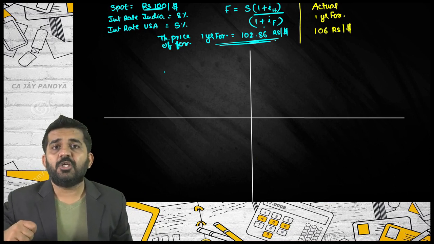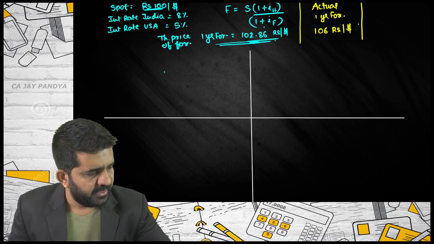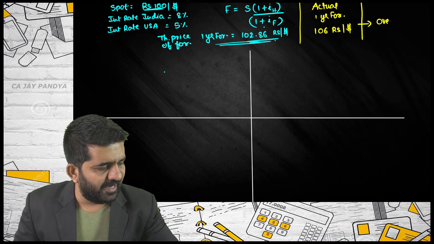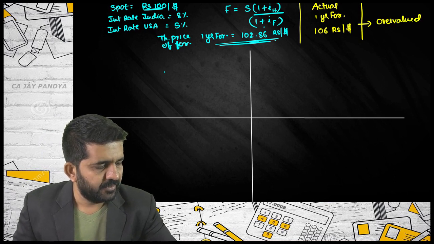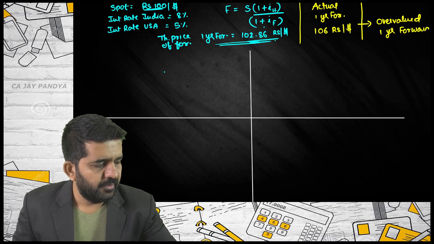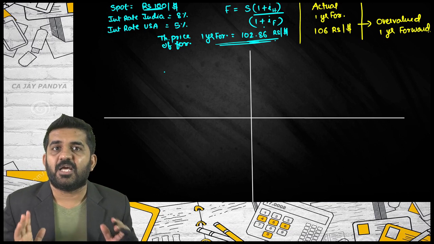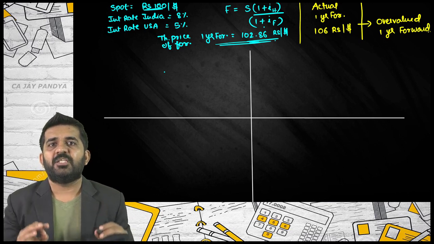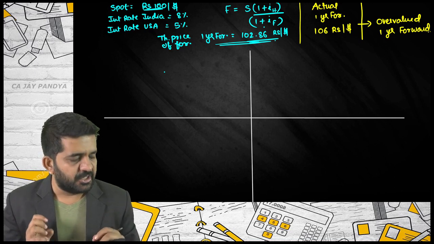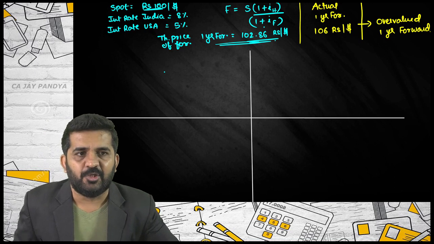Now, this is not the theoretical price of forward. This is the actual price of the forward, and the market has overvalued the 1 year forward. Whenever the theoretical price and actual price are not the same, there is always a possibility of arbitrage, and this is how we did arbitrage in the last lecture. How to do arbitrage? Anything which is overvalued, you should sell.